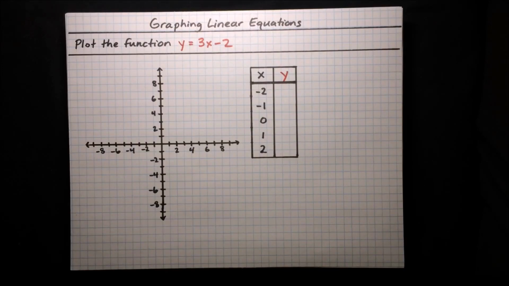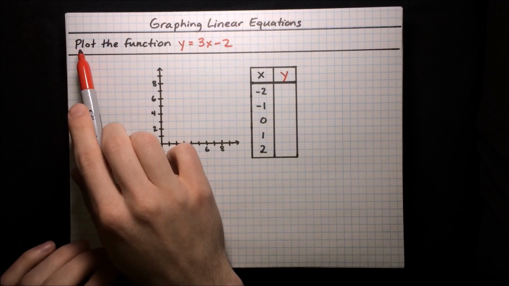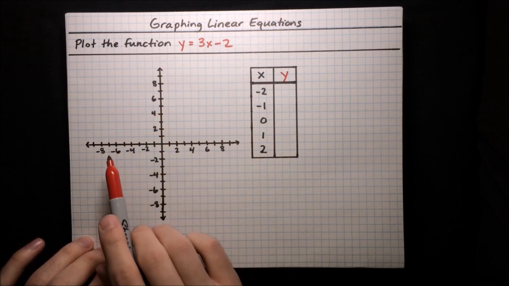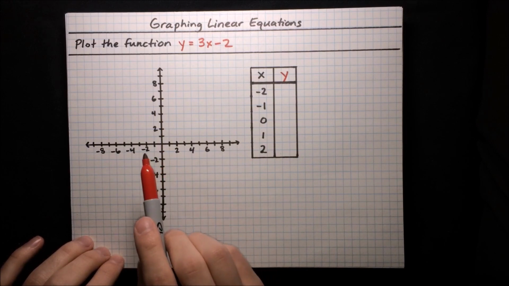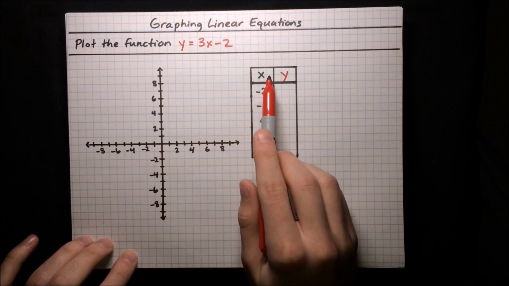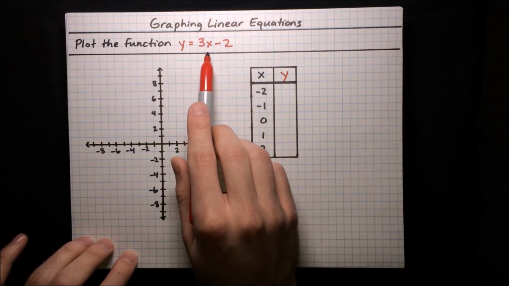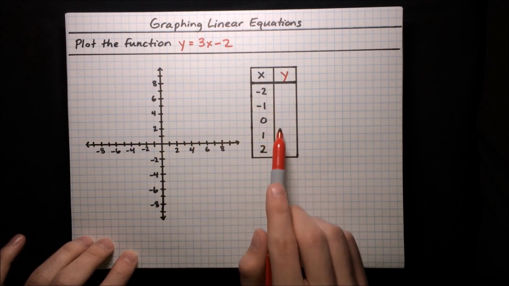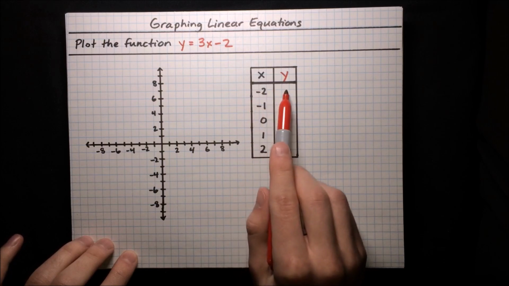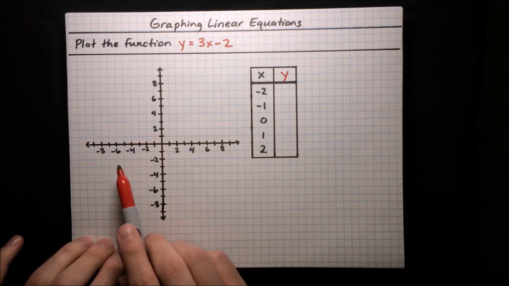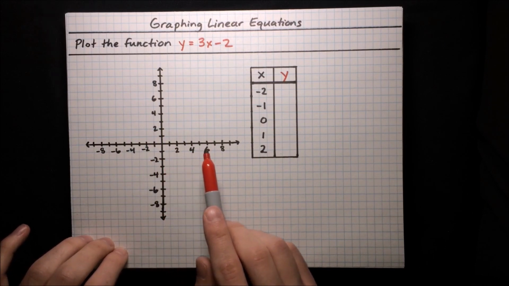In this video, I'm going to show you how to graph linear equations. We're going to start out by plotting this function, y equals 3x minus 2. We're going to plot it on this set of axes, and in order to do that, we're going to make a table of points. We've got some x values here that we're going to plug into the function, and then we'll get out some y values, and then each pair x and y will correspond to a point that goes on the graph, and then we'll connect the points in whatever shape they seem to form.